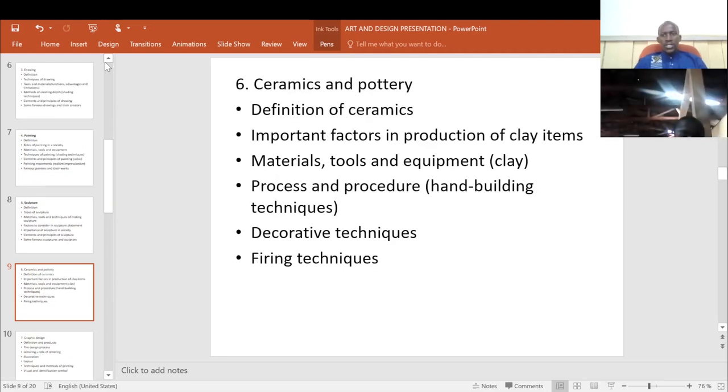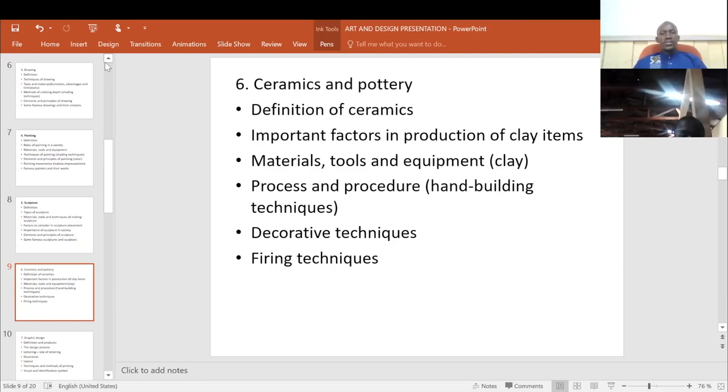Next, we talk about ceramics and pottery as a topic in art and design. The learners or the candidates must be able to define the term ceramics. They also need to mention forms or other types of ceramics, the kinds of ceramics that we have. For example, we can talk about the flower vases as part of ceramics. Then we have the important factors in the production of clay items, or rather the production of ceramics.